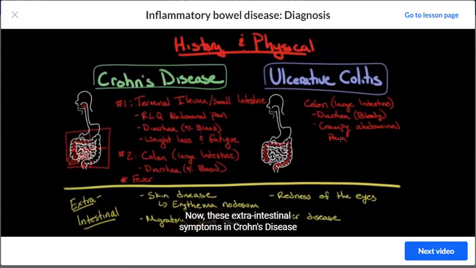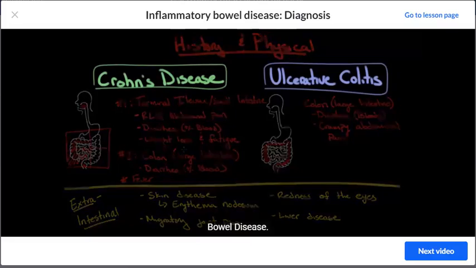Now, these extraintestinal symptoms in Crohn's disease and ulcerative colitis are actually pretty important because the GI symptoms of the disease can be fairly nonspecific. I mean, there's a lot of things that can cause right lower quadrant abdominal pain and diarrhea. However, there are not many diseases that will cause these abdominal symptoms or these GI symptoms in association with some of these extraintestinal symptoms. So if they're happening together, that's actually a fairly specific sign that someone might have inflammatory bowel disease.